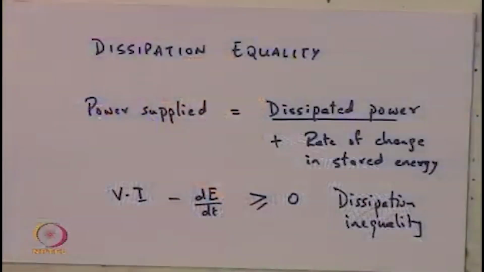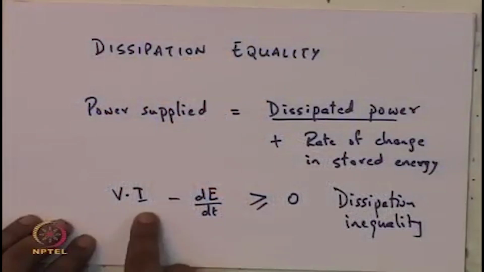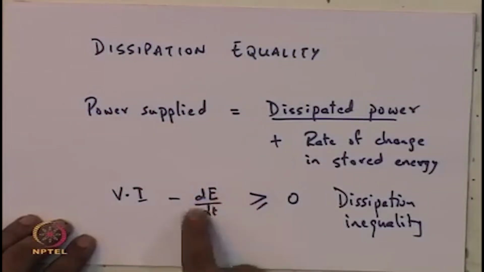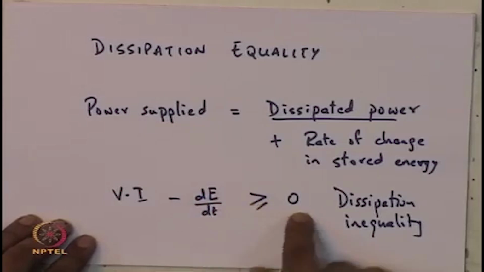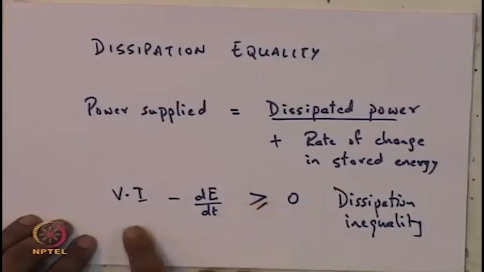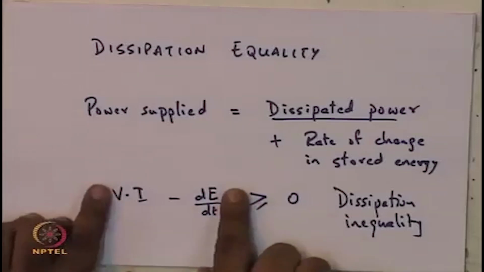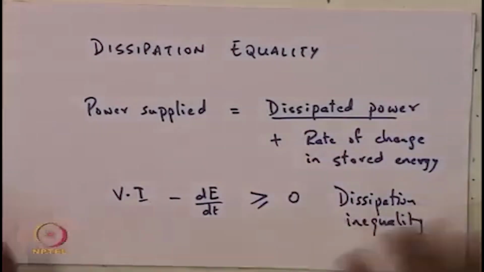And one could write out the dissipation inequality, which says that the inner product of the input and the output minus the rate of change of the stored energy is always going to be greater than or equal to 0, because this quantity in fact is going to be the dissipated power, and the dissipated power is always a positive quantity.